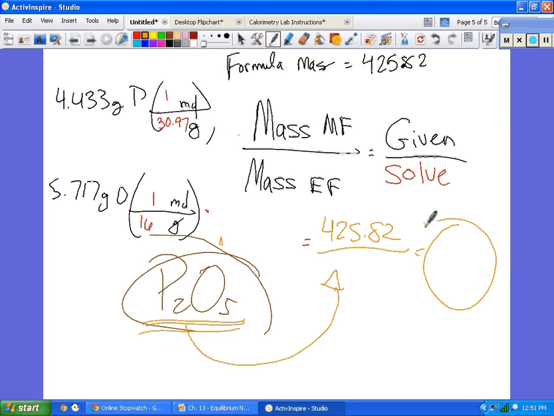What people are doing to get this answer, they're not multiplying it by 2 and 5. They're just adding 30 and 16 and they're stopping. Because what they're forgetting is that they have the 2 and the 5 out here. They're just adding these numbers up. All right, so what is our bottom number down there? Very good, 141.94. When you divide that, that should give you a what? Very good, that whole number.